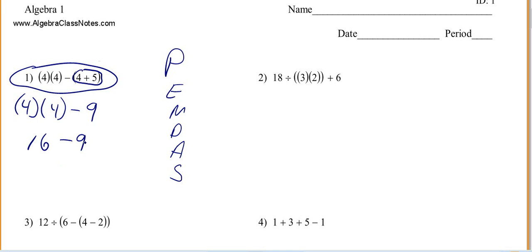16 minus 9 is what? 16 minus 9. Well, if you're at 9, to get to 16, how many places are you going to go? You're going to go 7 spaces, right? On the number line. So that's number 1.